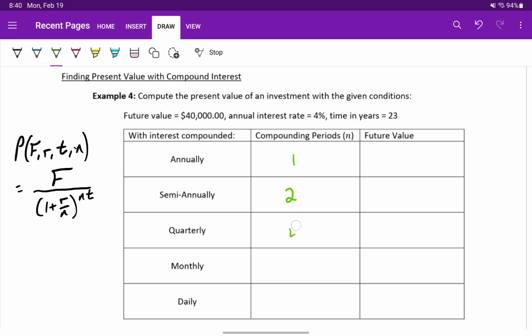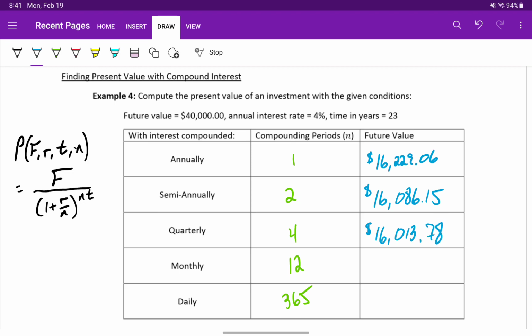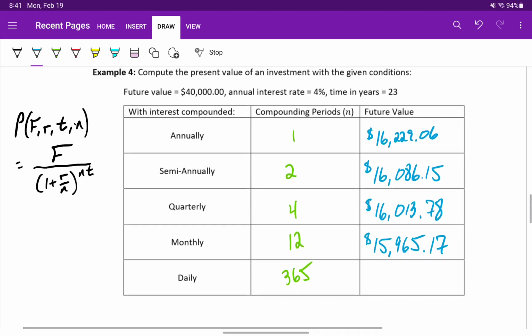Filling out our table here, the values that we would have seen there when interest was compounded annually would be a present value of $6,229.06. For semi-annually, we would get $16,086.15. When interest was compounded quarterly, we would get $16,013.78. When interest is compounded monthly, we get $15,965.17. And when interest is compounded daily, we get $15,941.57.